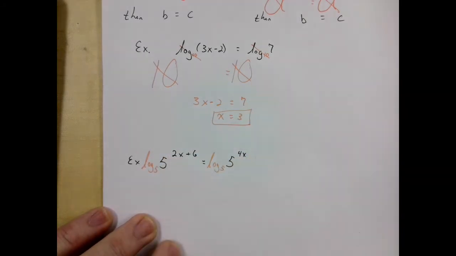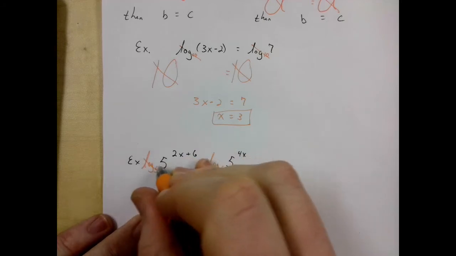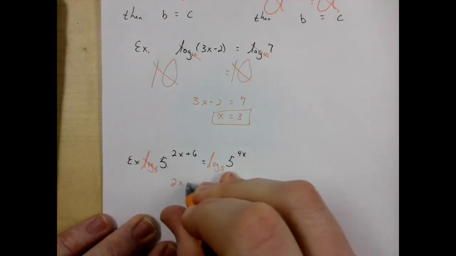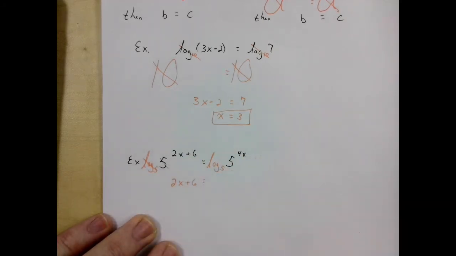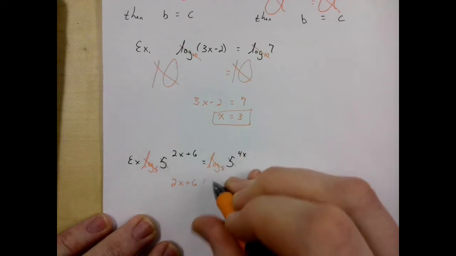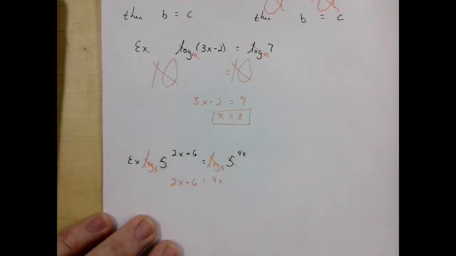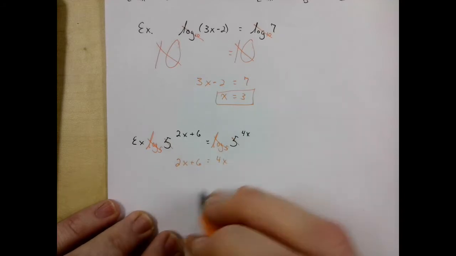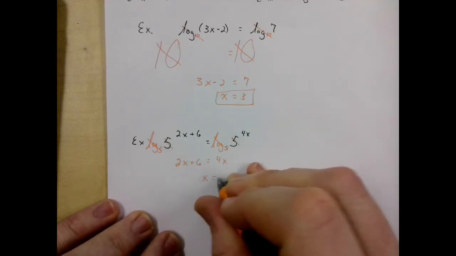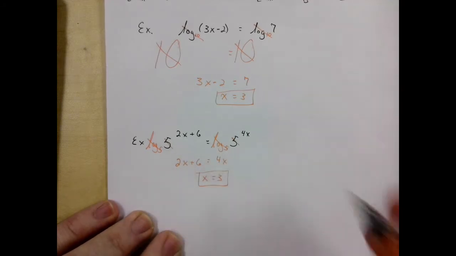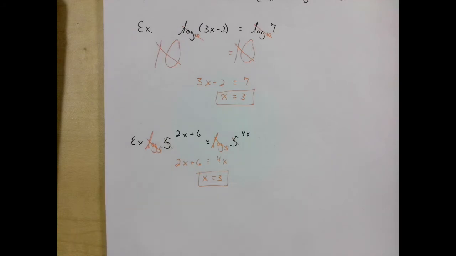Now, this works out nicely because log base 5 of 5 cancels, and I'm left with 2x plus 6. Over here, log base 5 of 5 cancels, and I'm left with 4x. I then go ahead and solve for x, and I find again that x equals 3. Alright, so again, just another straightforward example, nothing too special.